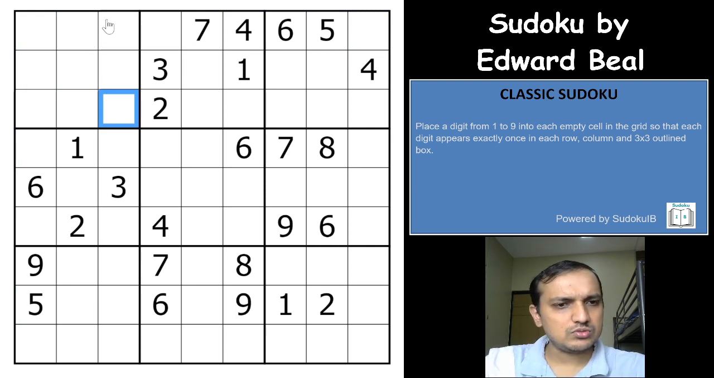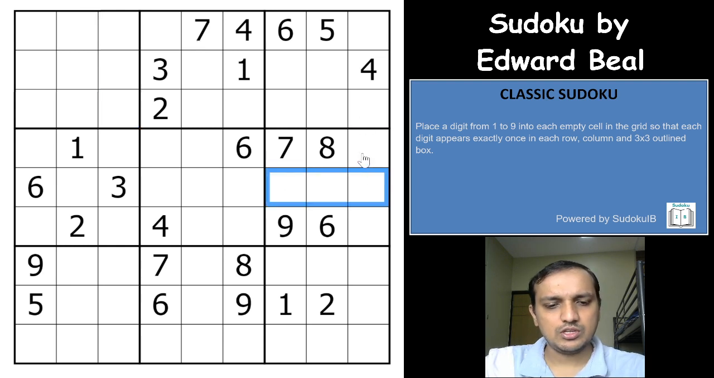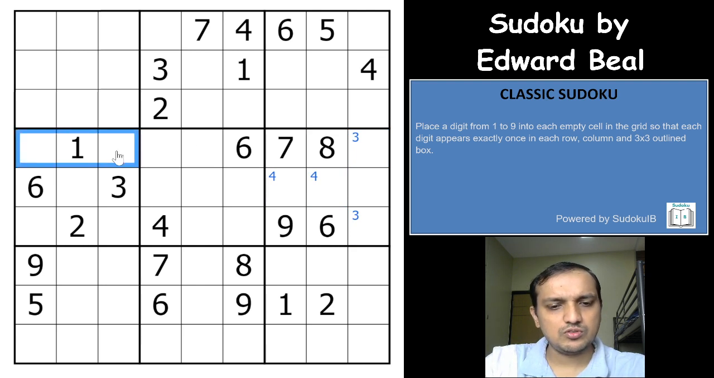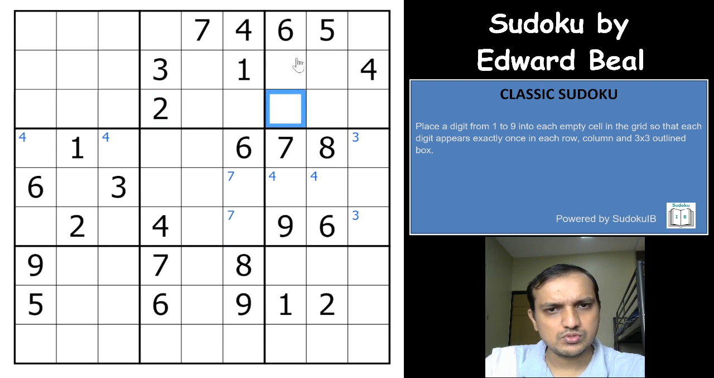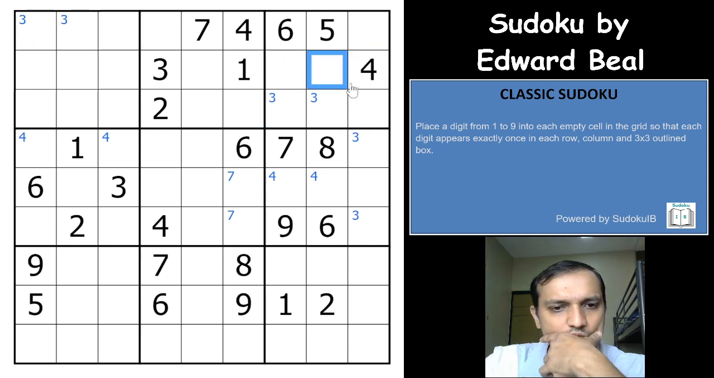Right? So where do I start this? 3 cannot be here, so 3 has to be in one of these two cells, and 4 has to be in one of these two cells. That gives you a 4 in one of these two cells, 7 in one of these two cells, 3 in one of these two cells, and that gives you 3 in here. You cannot have a 3 here and here, so that gives you 3 there.